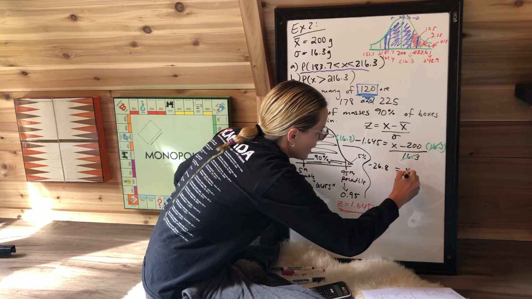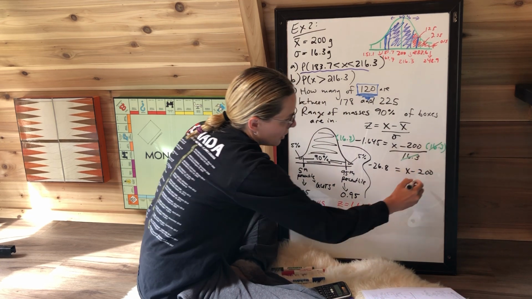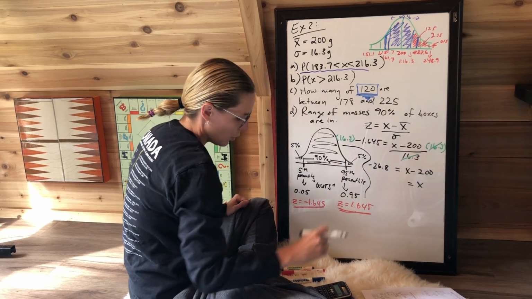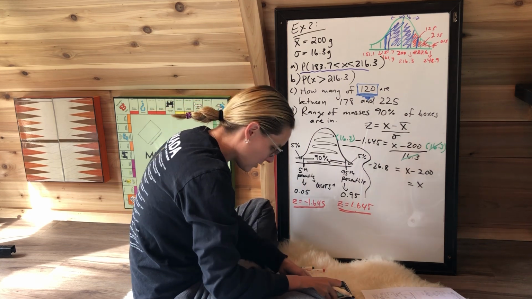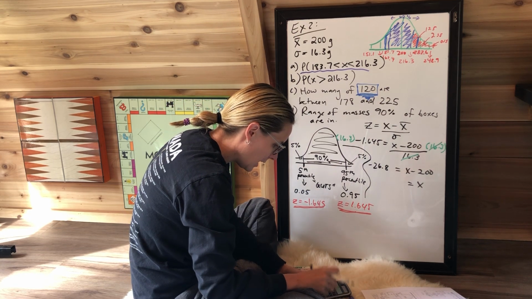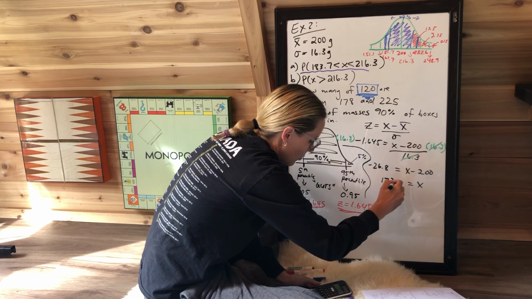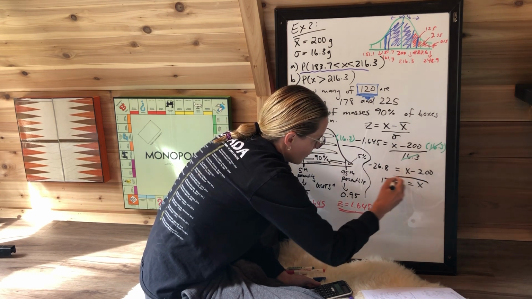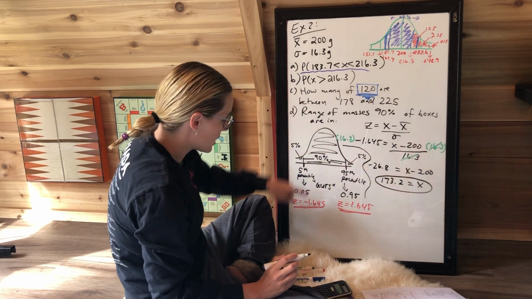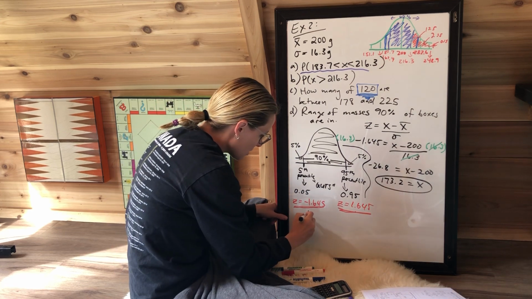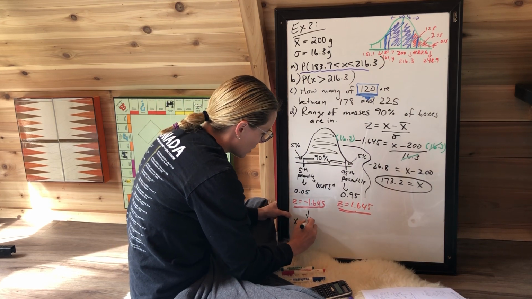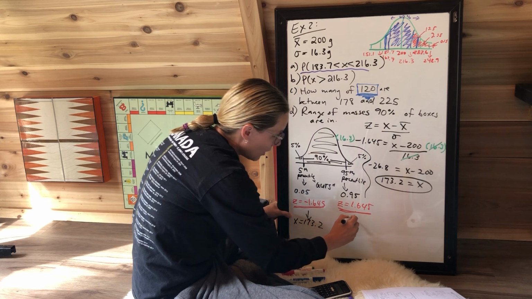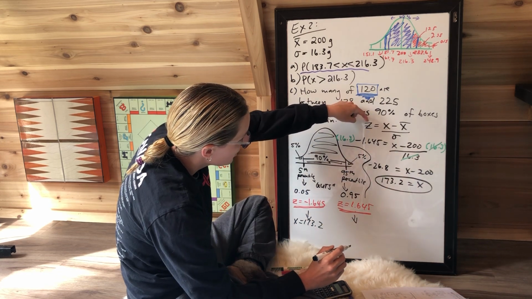And on this side, I have x minus 200. So the last step is just to bring the 200 over to the other side. So I'll add 200 to that. And I get an x value here of 173.2. That's my first x value that pertained to this. So this specifically pertained to an x value of 173.2.